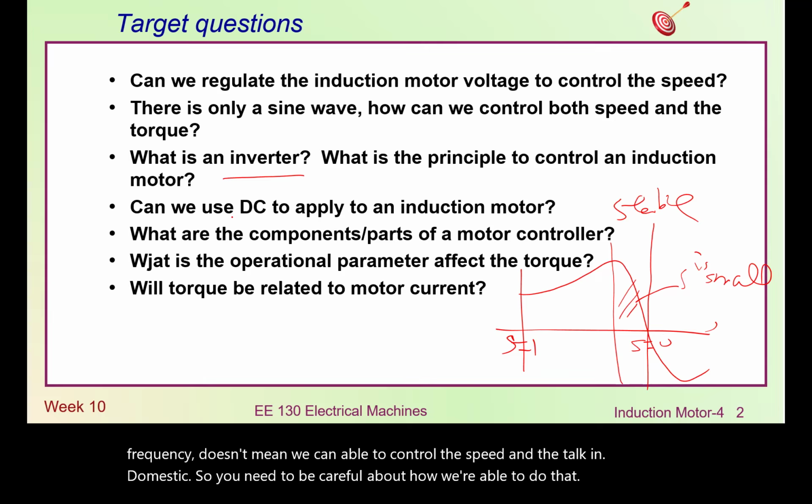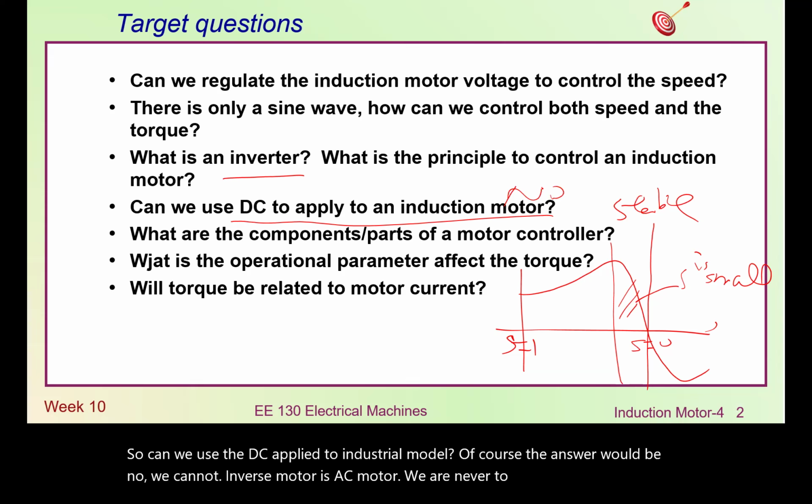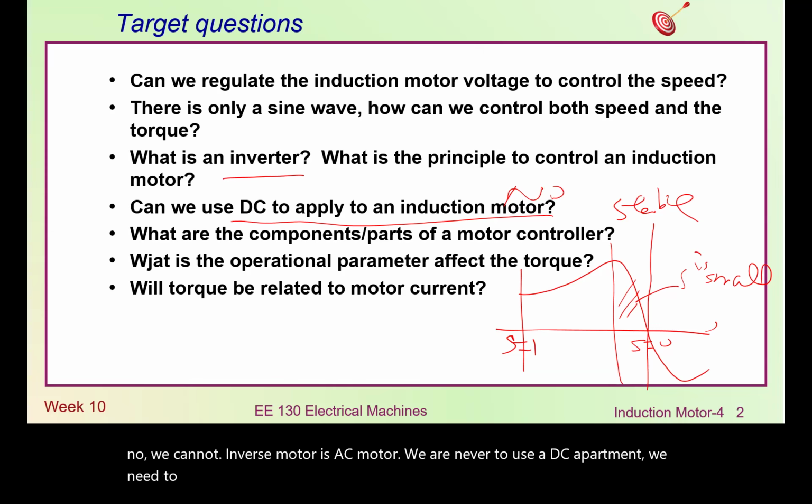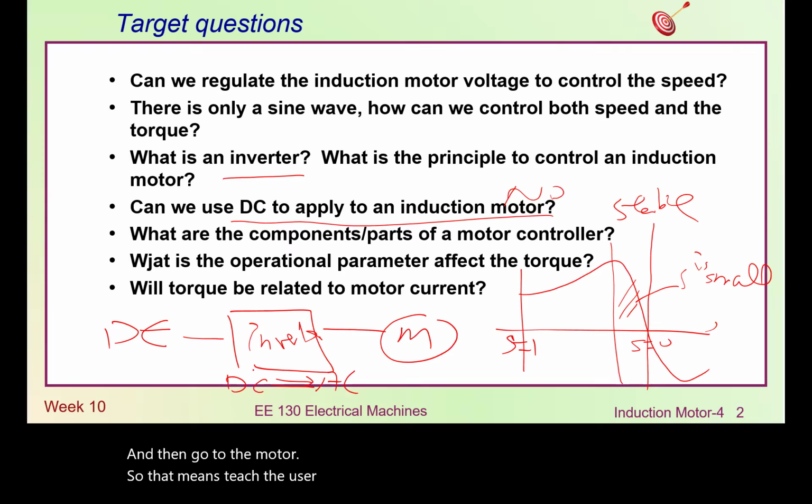So can we apply DC to an induction motor? Of course, the answer is no, we cannot. The induction motor is an AC motor. We should never apply DC to it. We need to go through an inverter. The DC will firstly go through an inverter and then go to the motor. So that means the inverter usually means a DC to AC converter.